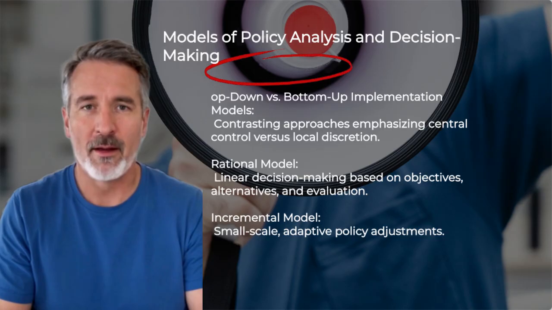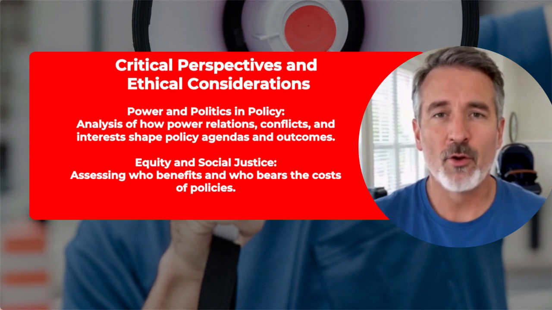Rational model, linear decision-making based on objectives, alternatives, and evaluation. Incremental model, small-scale adaptive policy adjustments. Garbage can model, describes decision-making as chaotic, with problems, solutions, and actors loosely coupled. 6. Critical perspectives and ethical considerations.